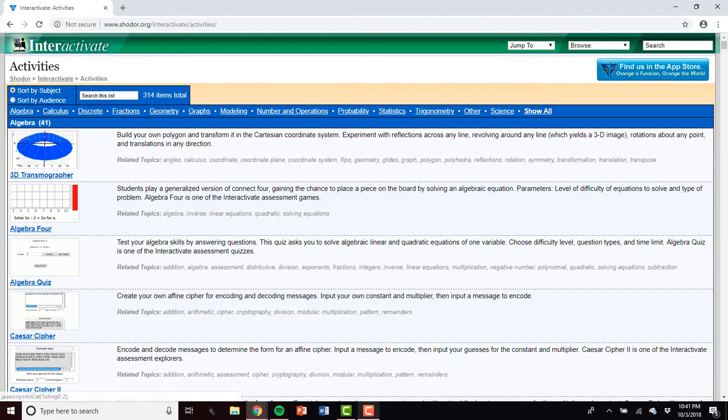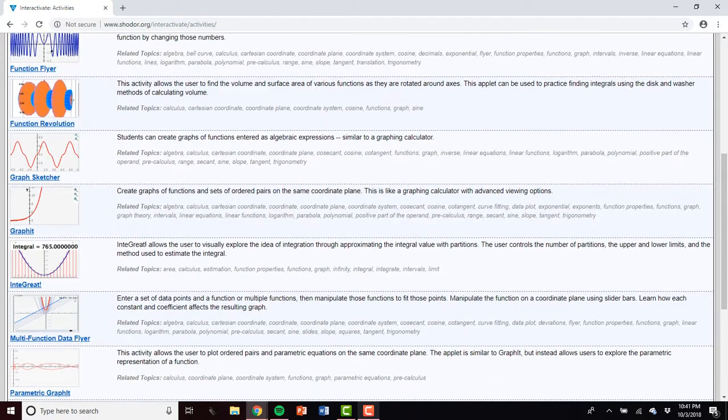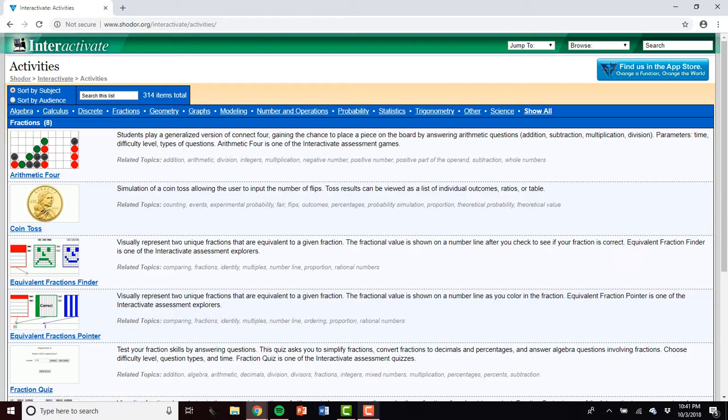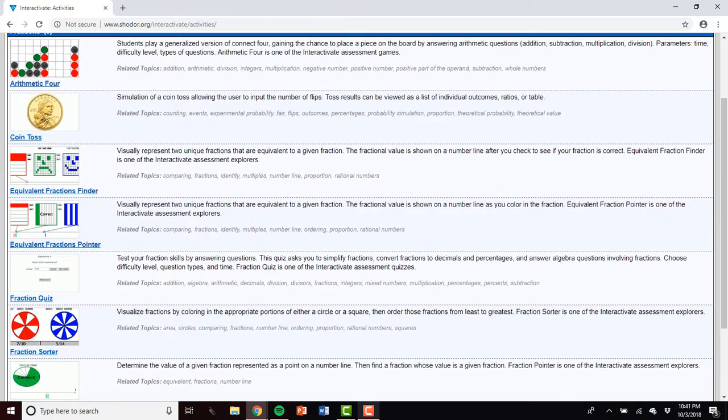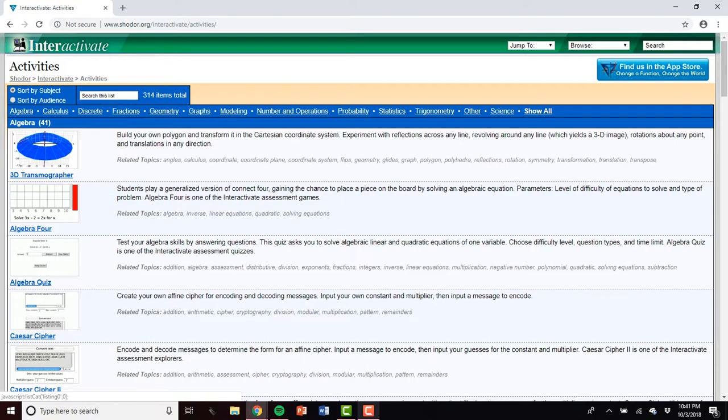As you can see up at the top here, it has all of these different subjects. It has, obviously, calculus. You can do tools or games with calculus here. They have fractions. They have a lot of games here for fractions, but it basically covers a lot of high school and even middle grades or elementary subjects. It basically covers all of the mathematics learned from K to 12th grade. But we'll go back to algebra, and we'll play this game called Algebra 4, which is basically Connect 4.